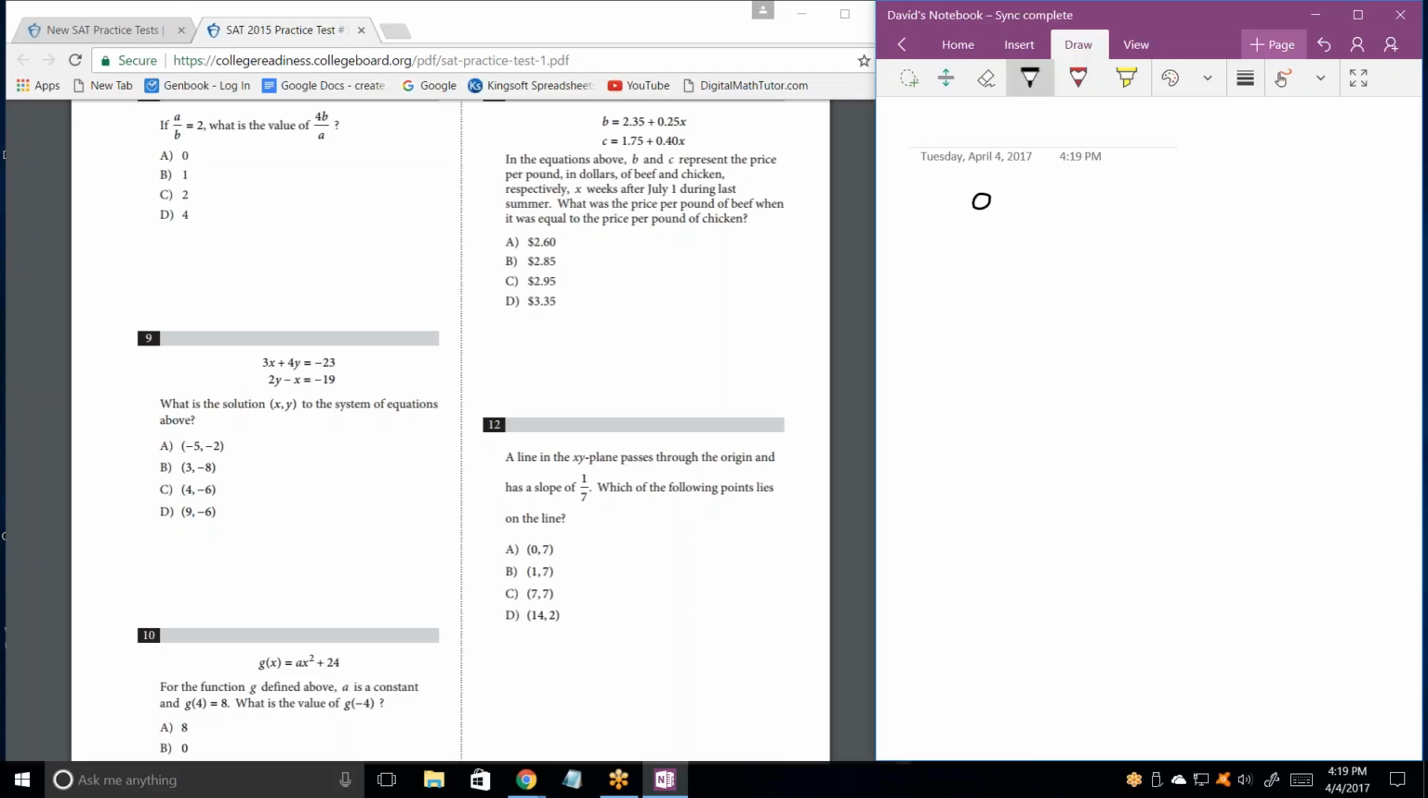So if A over B equals 2, what is 4B over A equal to? A over B is 2. One second, let me give you a hint. Figure out what B over A is equal to. If A over B equals 2, what is B over A equal to?